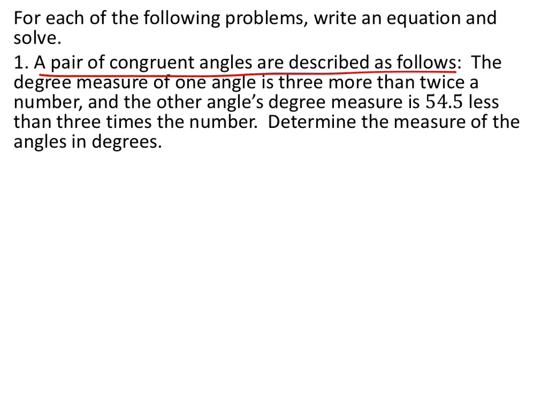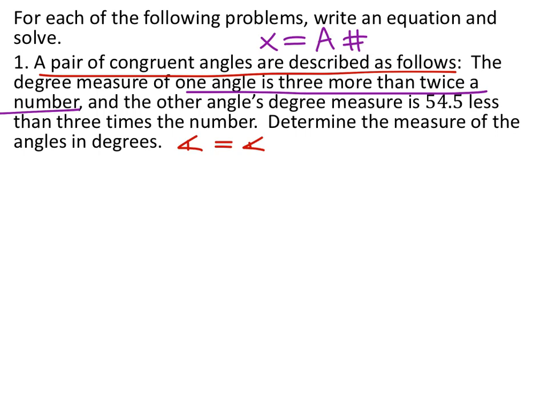Alright, let's go through this kind of one sentence at a time. A pair of congruent angles are described as follows. So I know one angle will be equal to the other angle because they are congruent. But then it says the degree measure of one angle is 3 more than twice a number. That allows me to define x. X is a number. We just don't know what it is. There were lots of unknowns, for example the two angles, but right now we don't know what x is, which will allow us to write the equation for that.